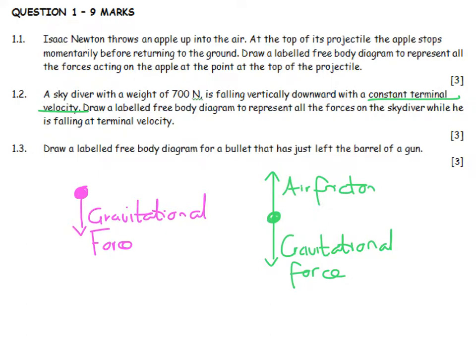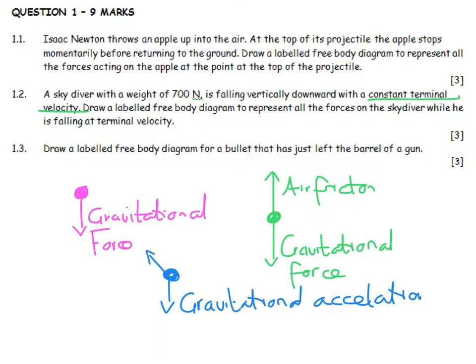And finally, draw a labeled free body diagram of a bullet that has just left the barrel of a gun. It has left the barrel. It has no forces acting on it forwards or backwards. There is a downward force, gravitational acceleration. And then acting against it falling and going forwards is a smaller arrow, so that one should be bigger, this one smaller, and that is your air friction.